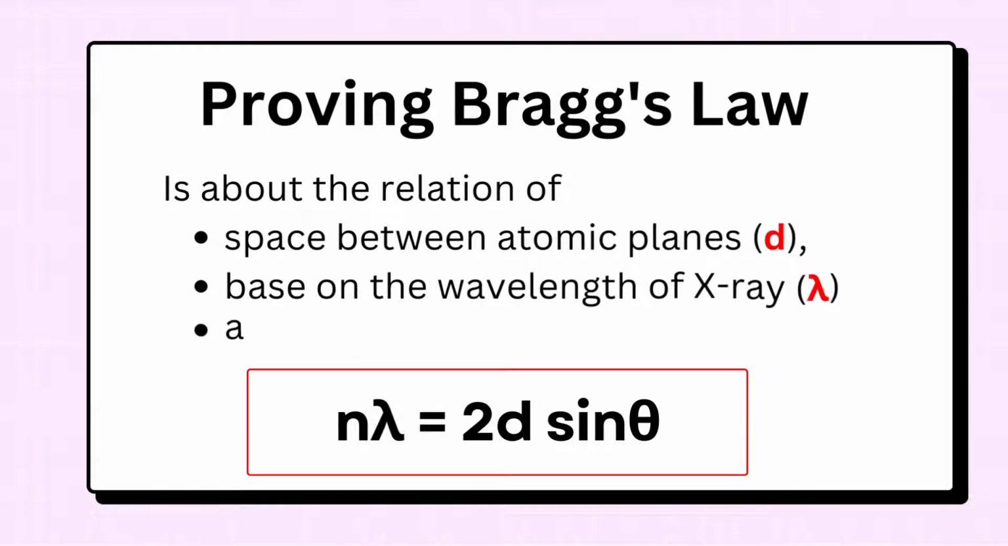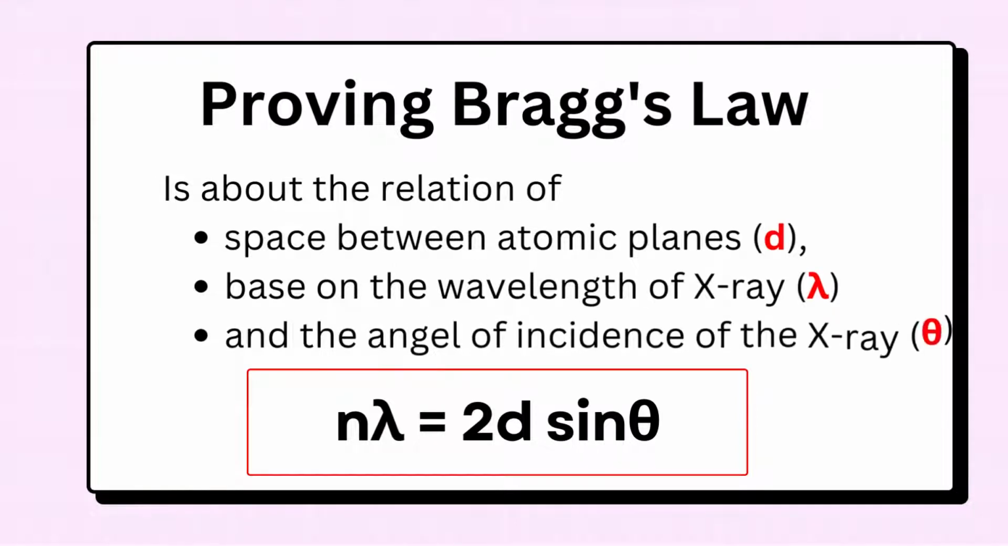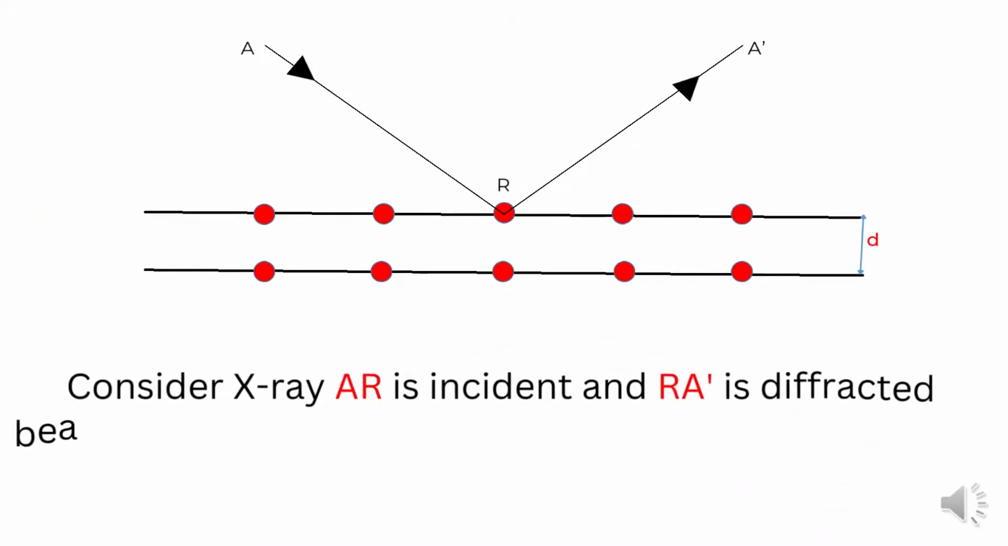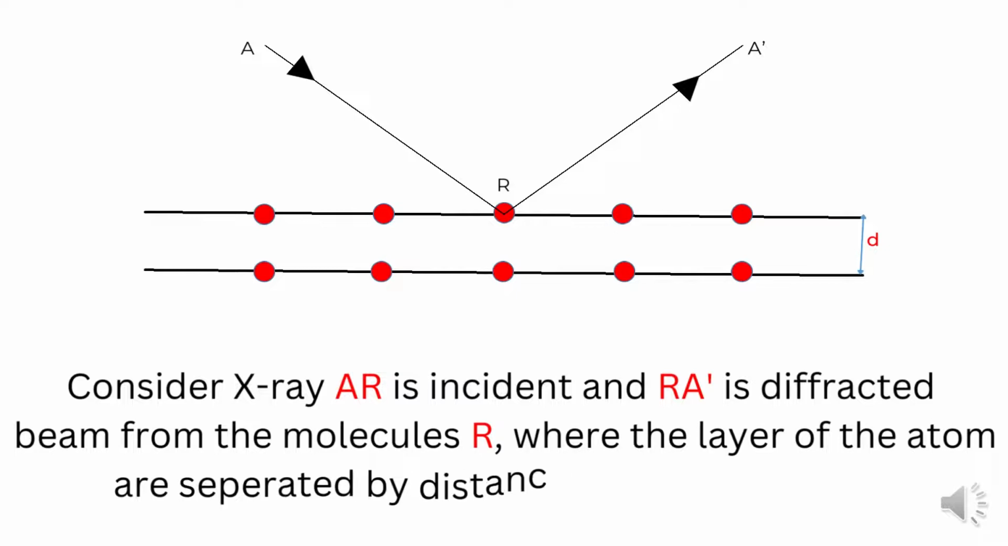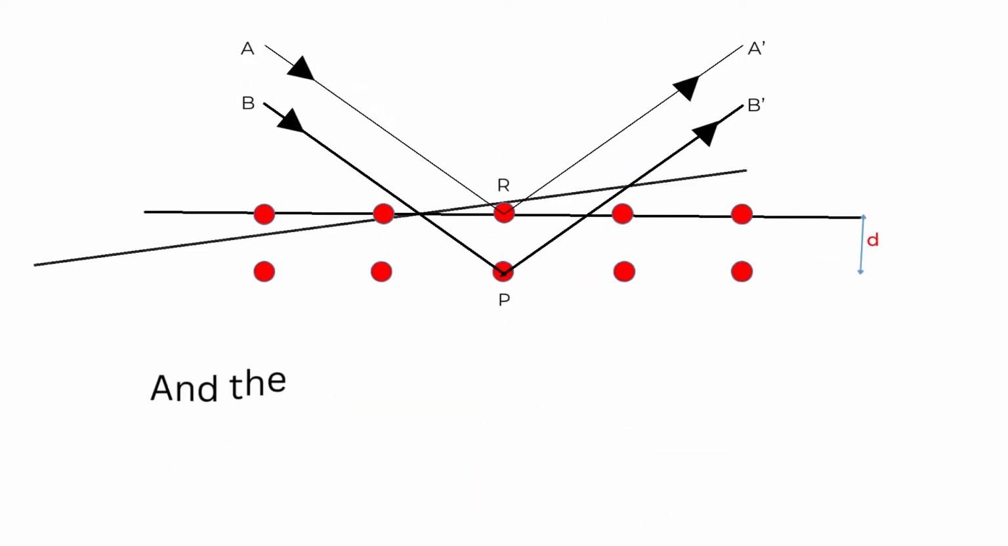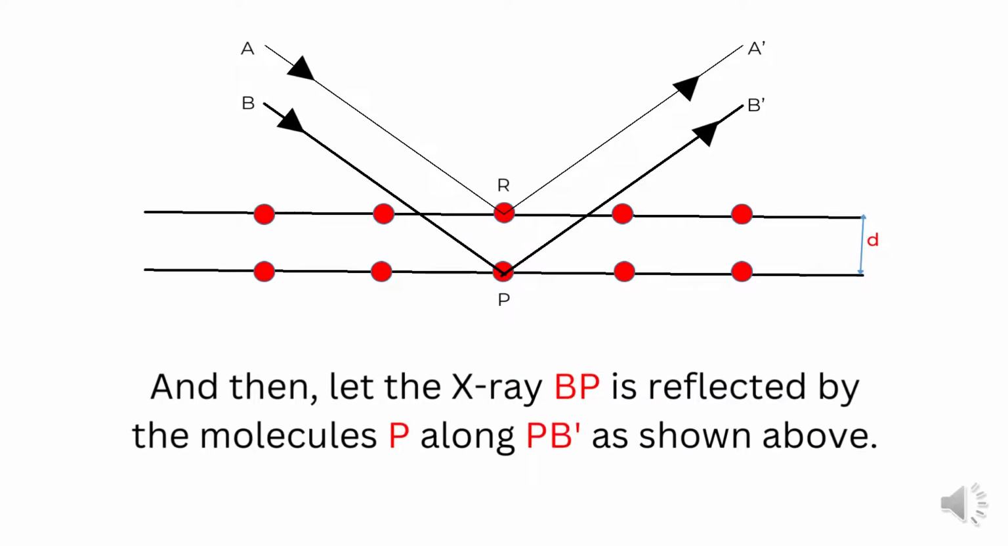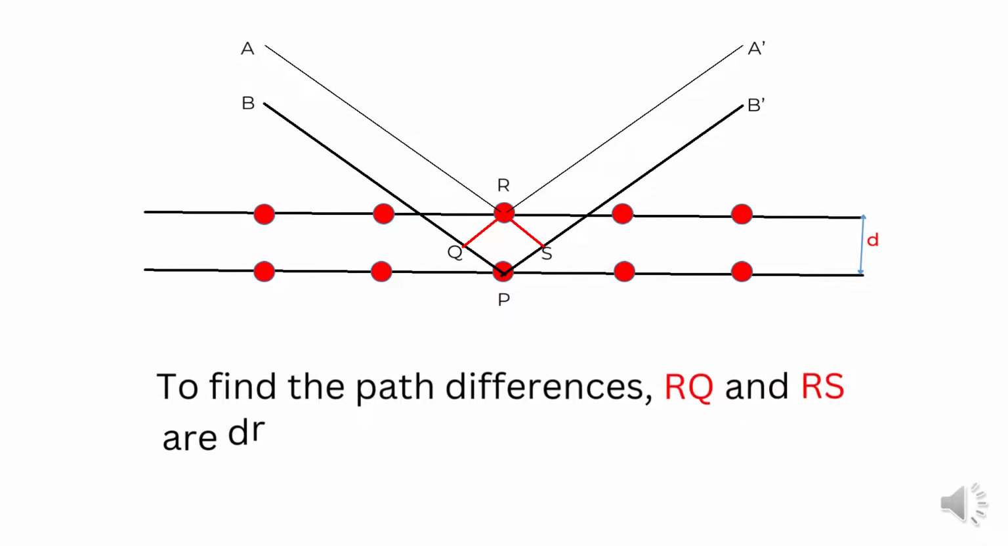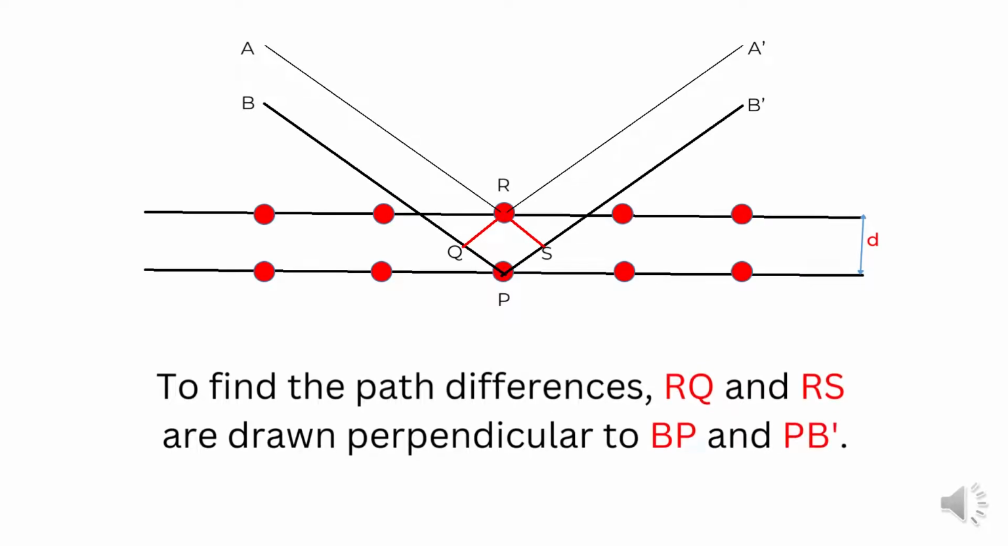Bragg's law is about the relation of the space between atomic planes, the wavelength of the X-ray, and the angle of the incident X-ray. Consider X-ray R as incident and RA as the diffracted beam from the molecules R, where the layers of the atoms are separated by distance d. And then, let the X-ray BP be reflected by the molecules P along PB. To find the path difference, RQ and RS are drawn perpendicular to BP and PB.